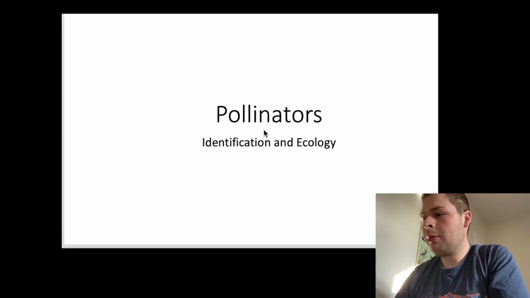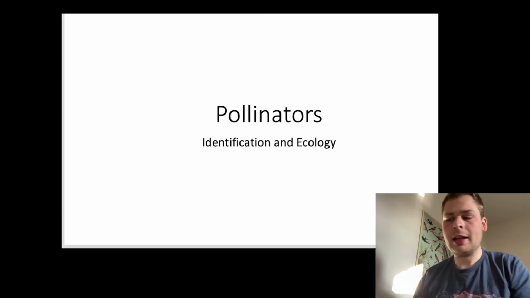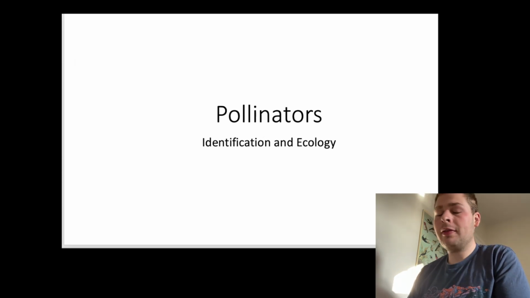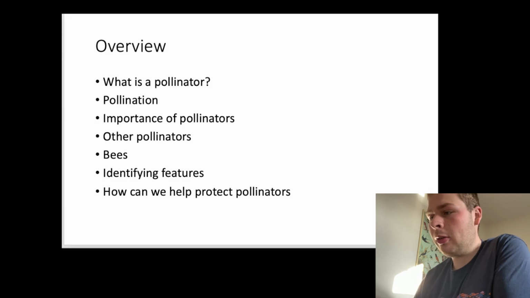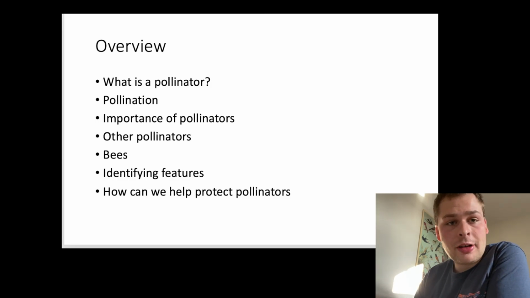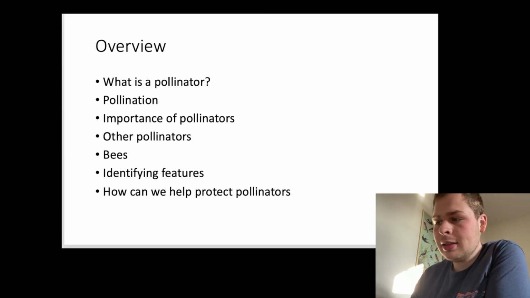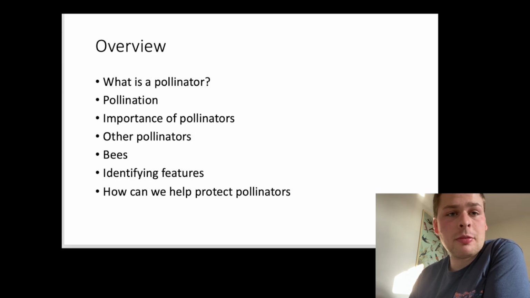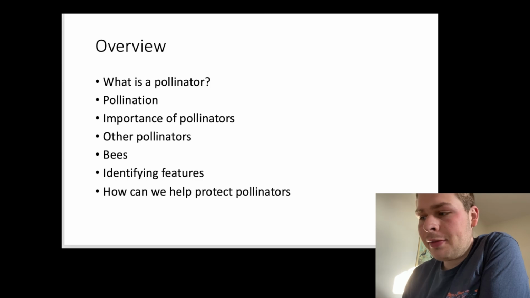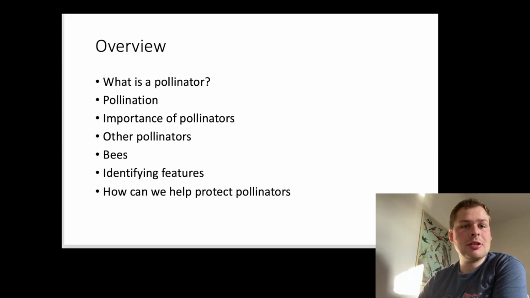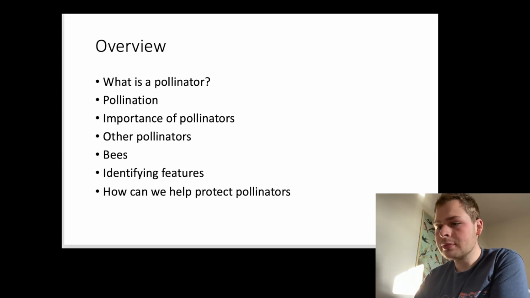So today we're going to talk about pollinators and their ecology, so how they live. So a bit of an overview about what we'll be talking about. First, we're going to describe what a pollinator is. Then we're going to talk about pollination, what process that is. We're going to talk about the role of pollinators in their ecosystems and why they're important. We'll also look at different types of pollinators, including bees and flies. And we're going to learn about their identifying features and how we can protect them because they're very important.